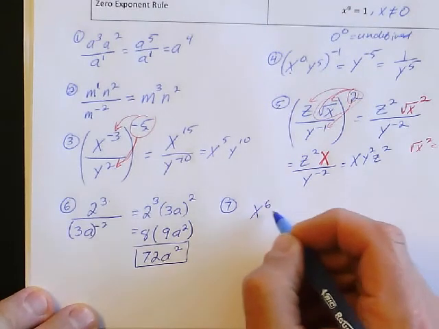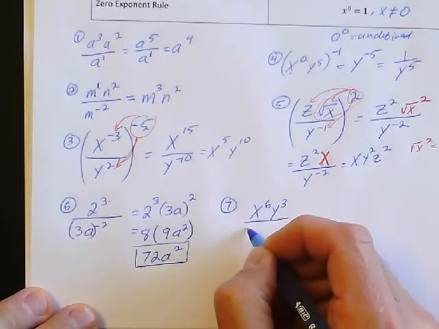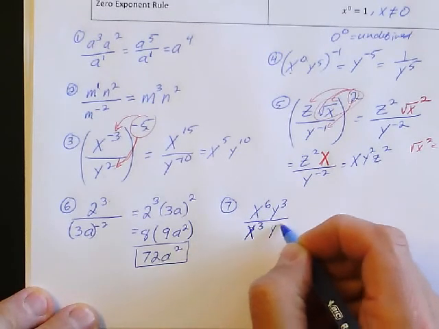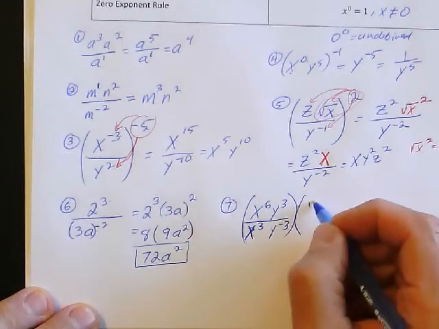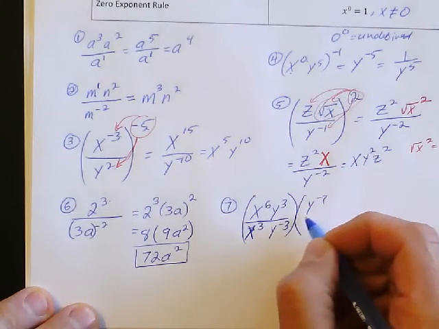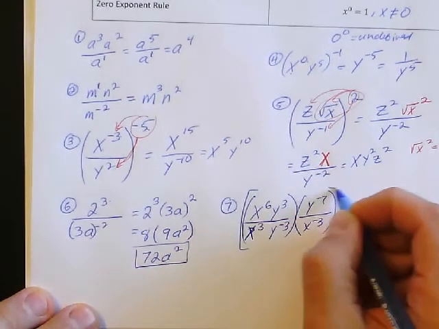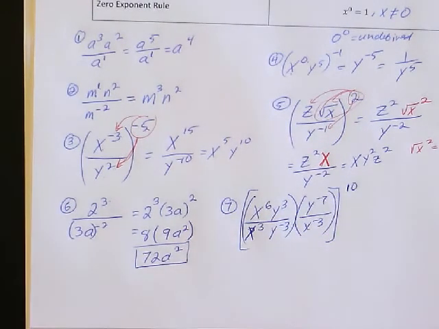So the last one I'm going to do is a big one. x to the 6th, y to the 3rd over x to the 3rd, y to the negative 3rd, times y to the negative 7th, x to the negative 3rd, and then we're going to do all of this to the 10th power.